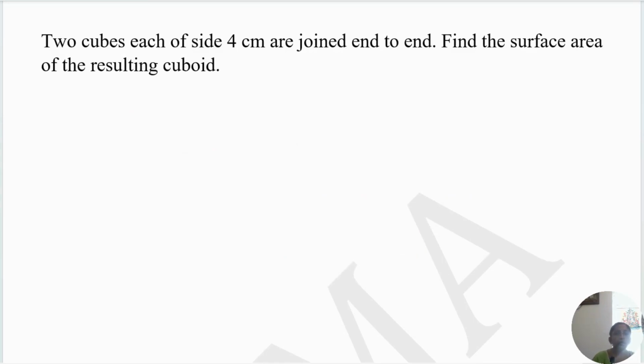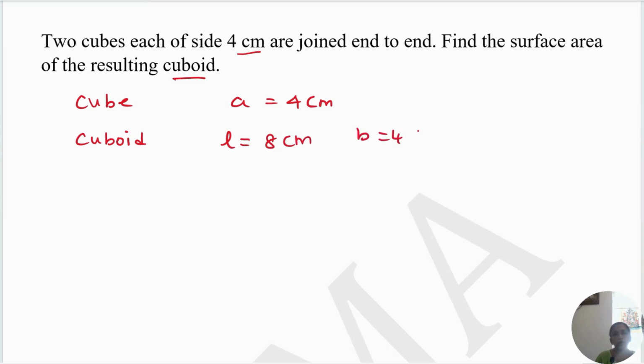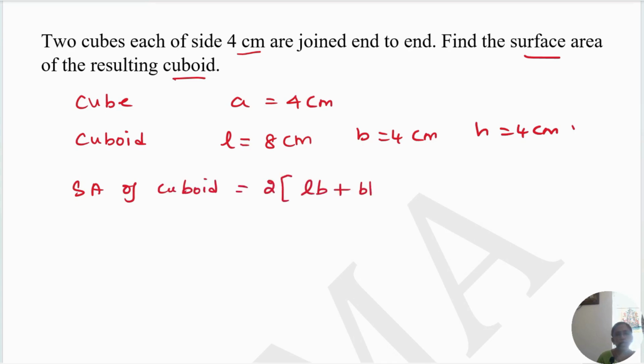In this problem, two cubes of each side 4 centimeter are joined end to end and find the surface area of the resulting cuboid. So for the cube, the side value is 4 centimeter and for the resulting cuboid, the length is 4 plus 4, 8, and breadth is 4, height is 4. And we are asked to calculate the surface area. So surface area of cuboid is equal to 2 times LB plus BH plus HL. Substitute all your values.